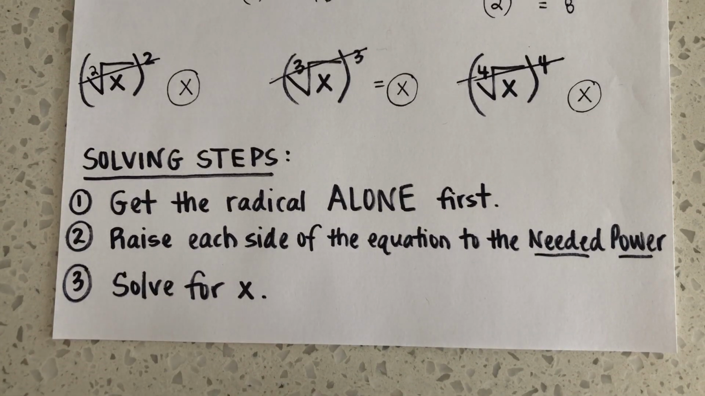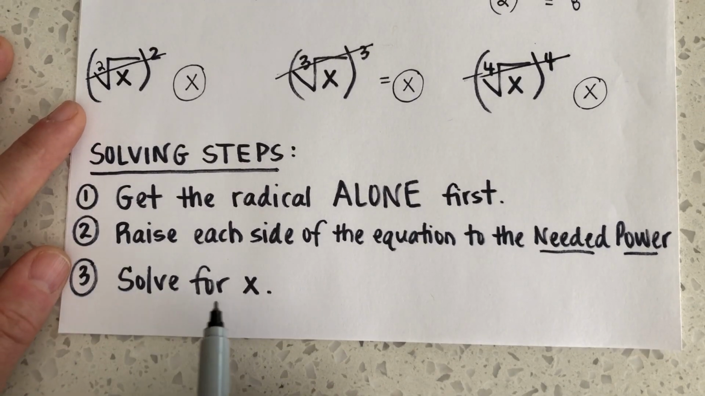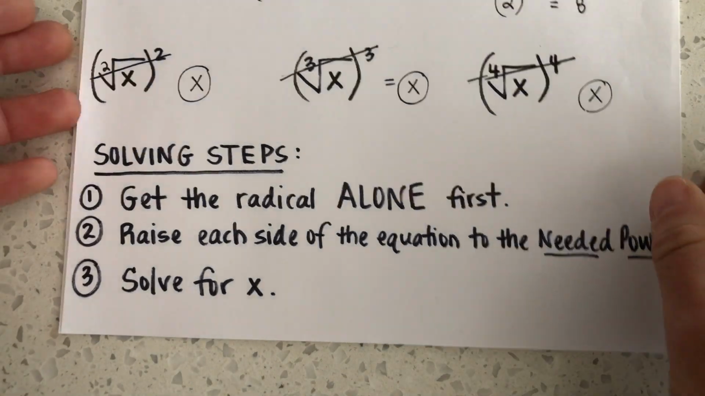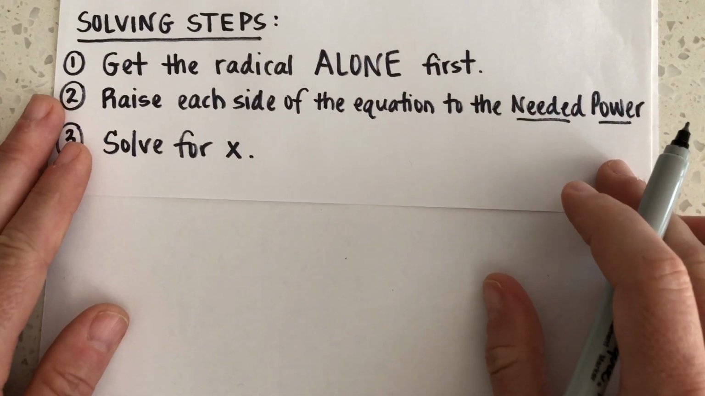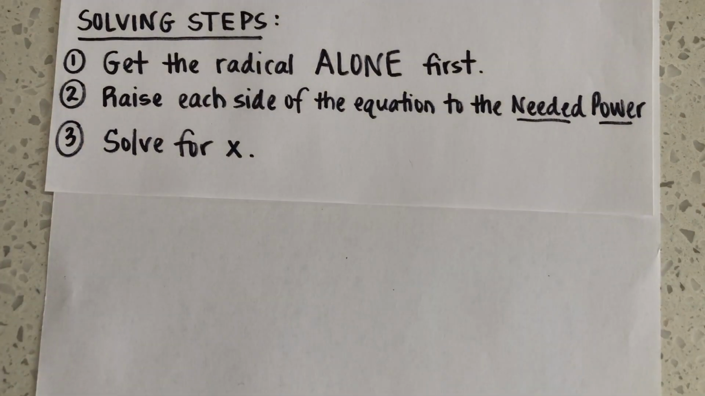If it's a square root, you'll need a power of 2. If it's a third root, you'll need a power of 3. If it's a fourth root, you'll need a power of 4, and so on. And then you can solve the equation for x. All right, let's go through some examples. Let me try and see if I can leave that on the screen while I do the first example.